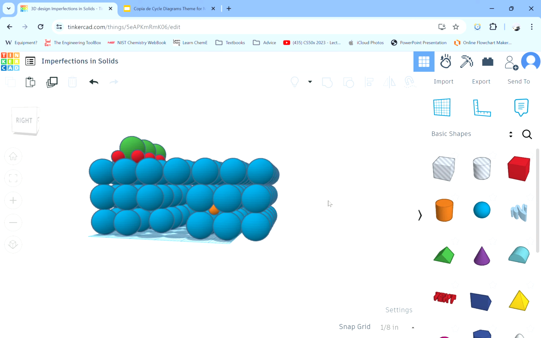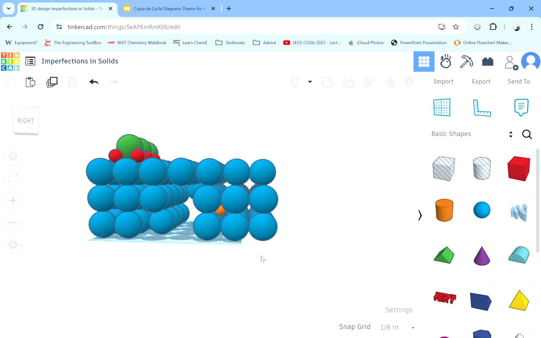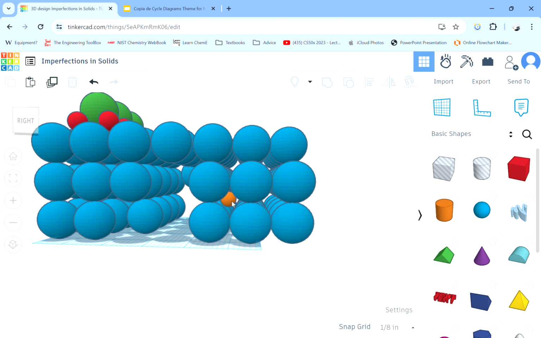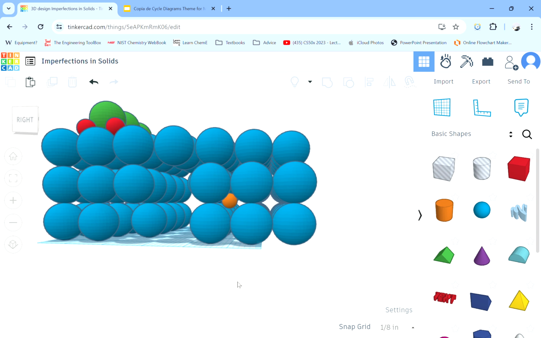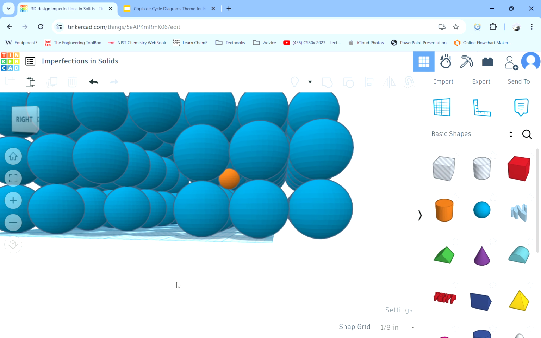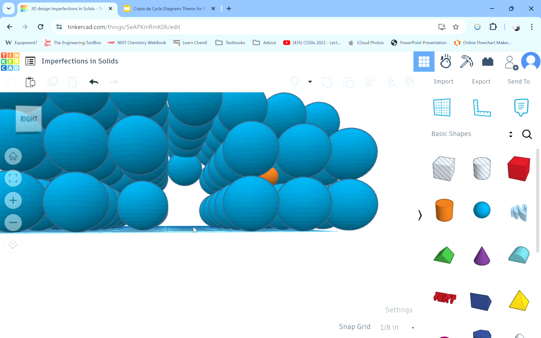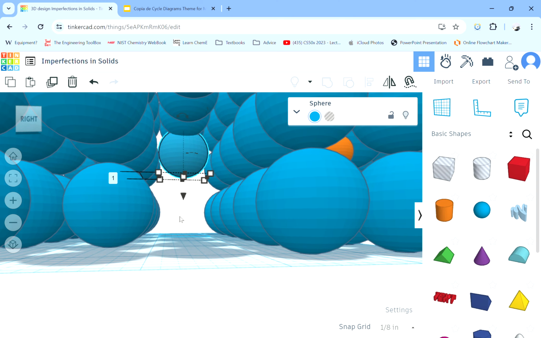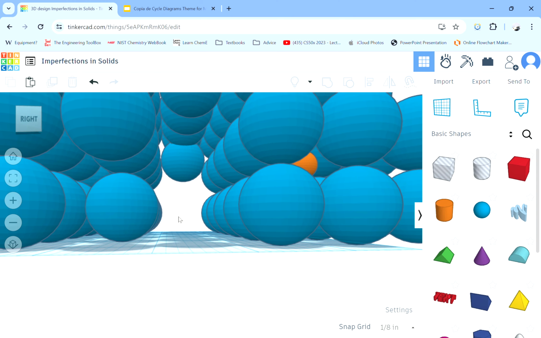A couple more examples are impurities. So here's an example of a different kind of atom from the original. For example, if this is SiO2, this could be cesium, and it's an impurity within, as opposed to this interstitial, which is a self-interstitial. So this would also be silicon oxide.